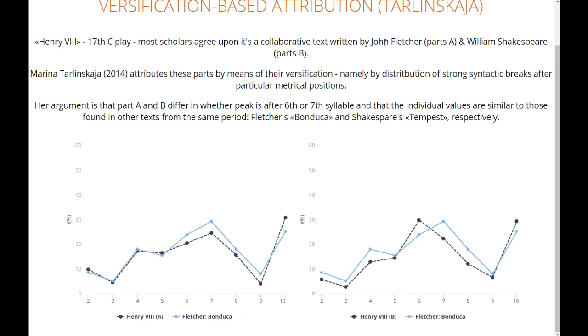These are values found in Fletcher's Bonduca. And these orange ones are values found in Shakespeare's Tempest. And basically what Tarlinskaya says is, take a look, part A has a peak here, precisely where the blue, where the Plecháč has a peak. Parts B have a peak here, and that's precisely where Shakespeare's Tempest has a peak.